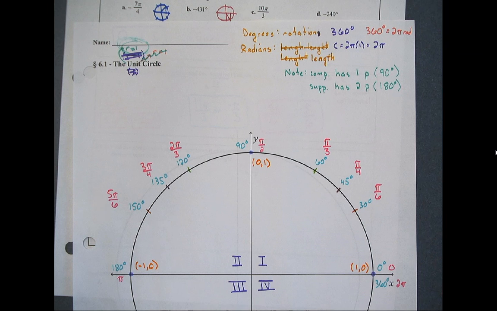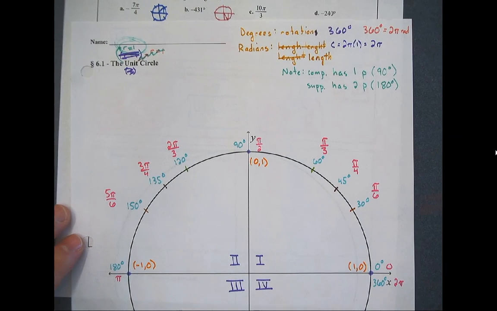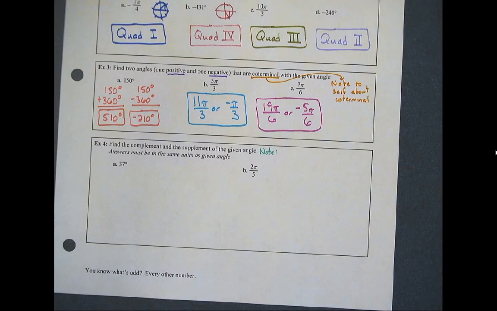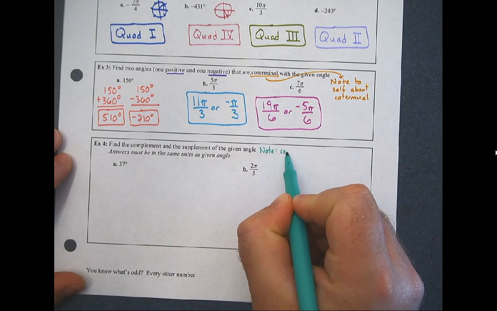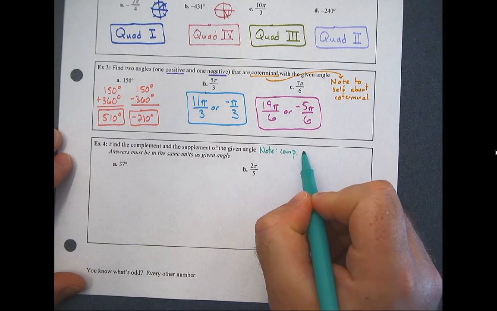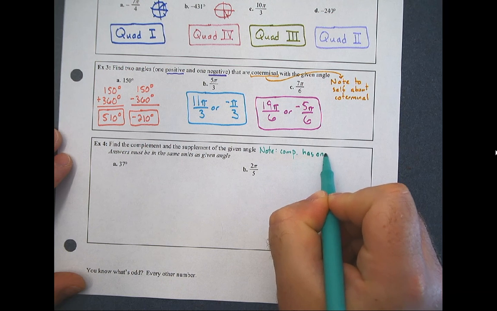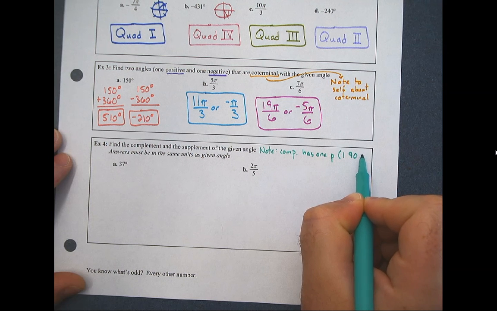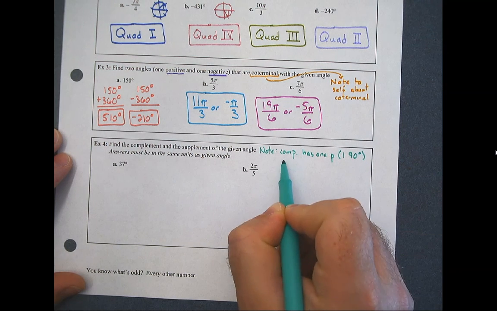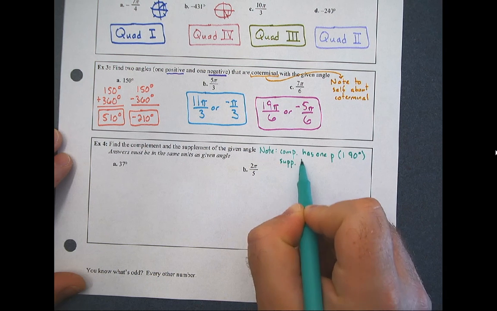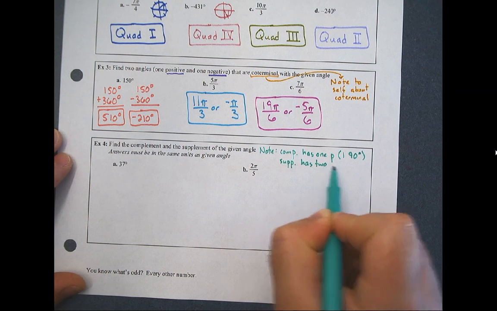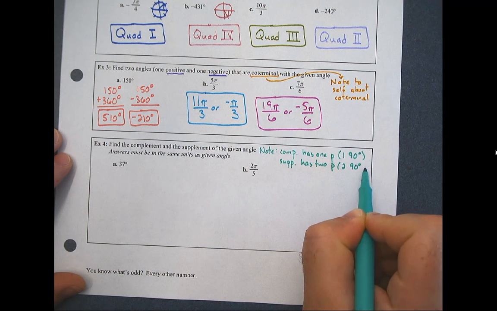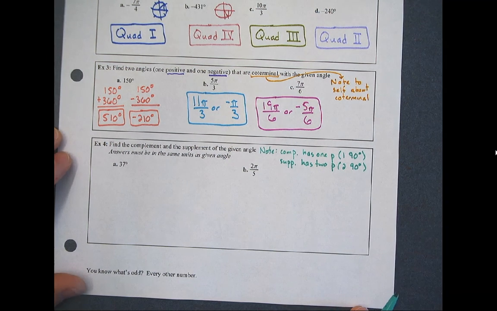Now, if you want to remember it that way, it's fine. If you just want to look back, complementary means 90 degrees. Supplementary means 180 degrees. Complementary has 1 P, 1 times 90. Supplementary has 2 P's, which means 2 times 90 degrees. So in other words, 180 degrees.